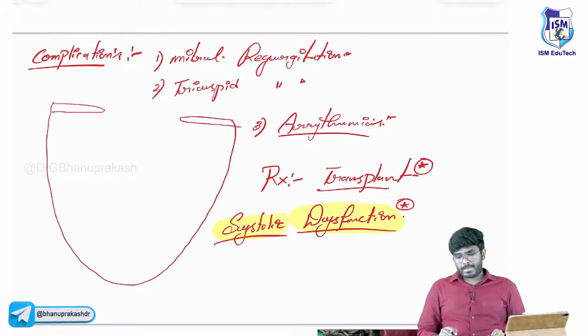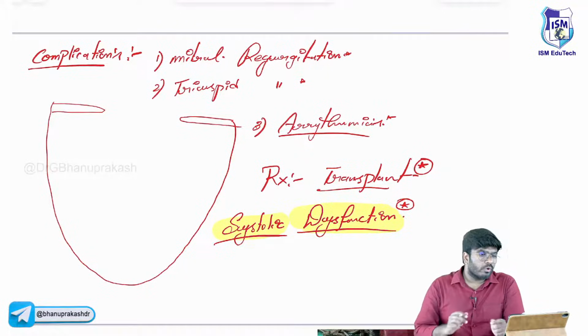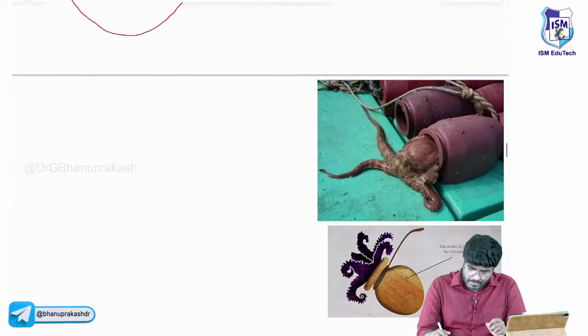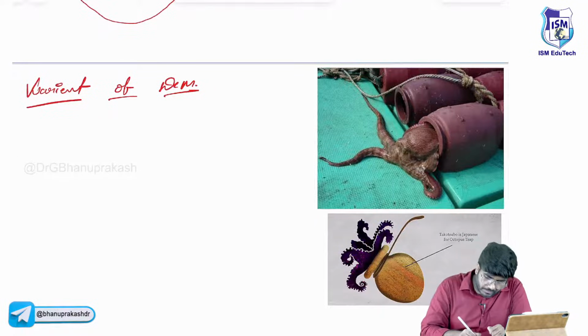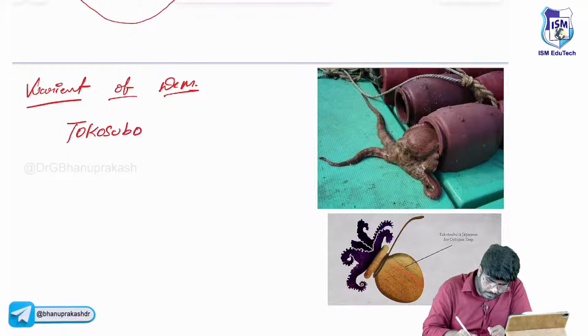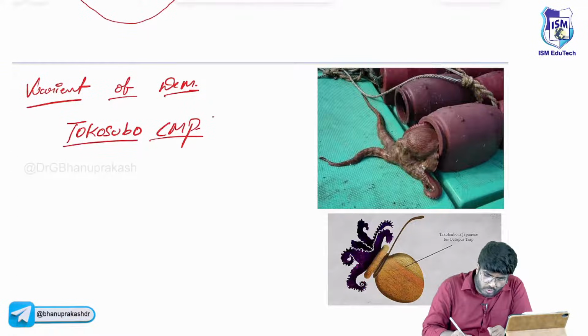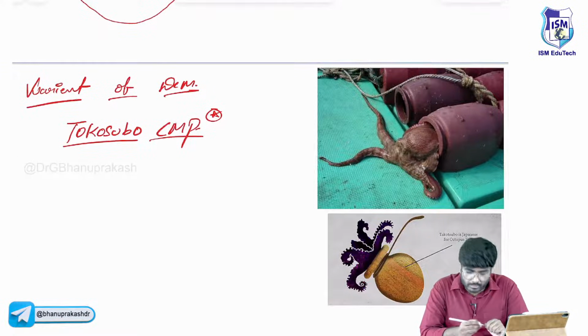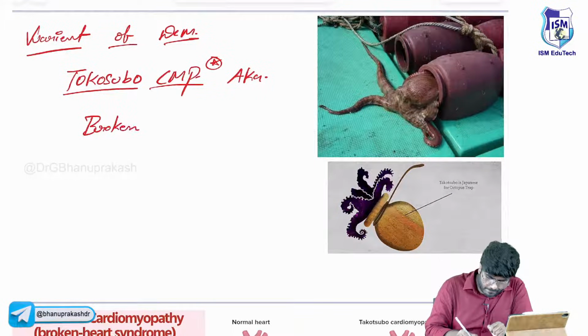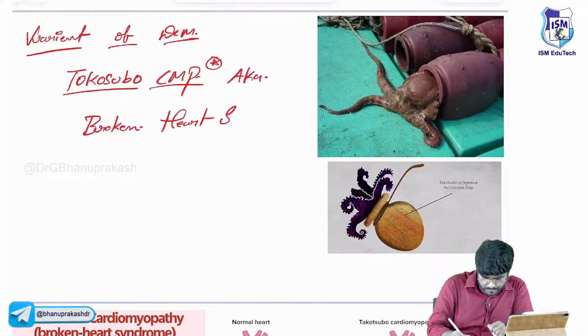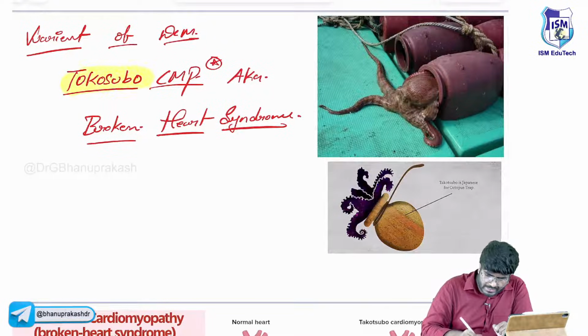Now, after this, I want you to know a special variant, a special type of dilated cardiomyopathy, which is called Takotsubo cardiomyopathy. What is this Takotsubo cardiomyopathy? It is also called broken heart syndrome. So first, why is it called Takotsubo? What exactly is this Takotsubo?